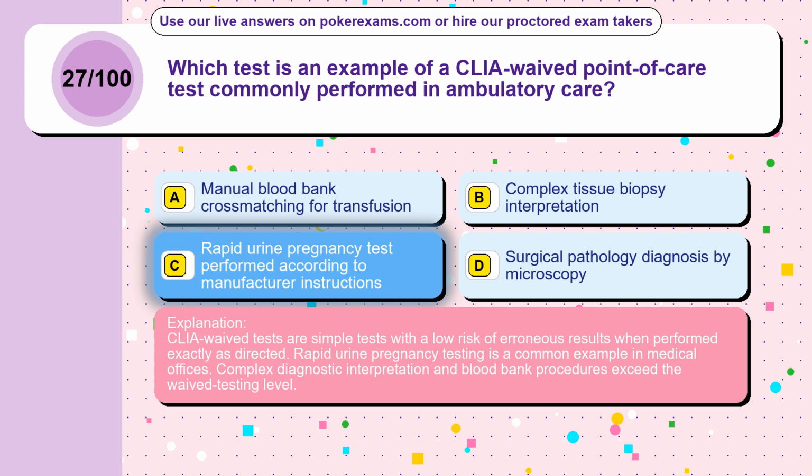CLIA-waived tests are simple tests with a low risk of erroneous results when performed exactly as directed. Rapid urine pregnancy testing is a common example in medical offices.